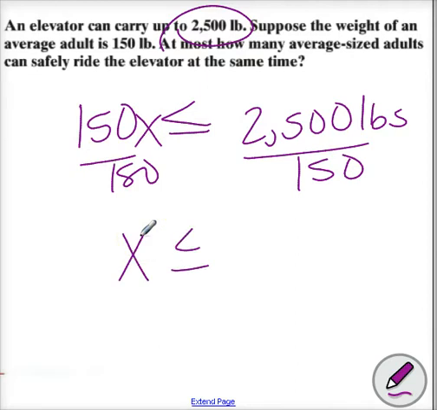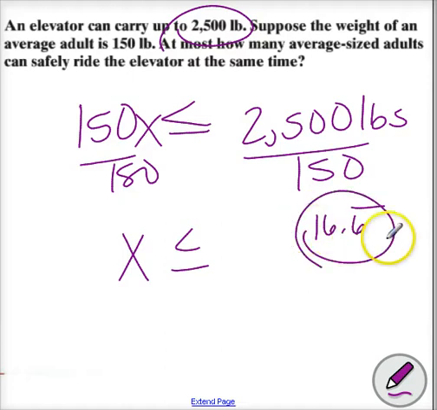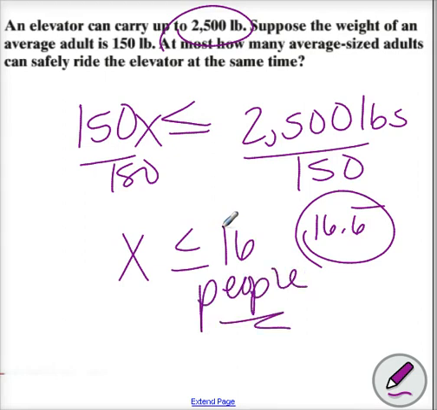X is less than or equal to, I get 16 and 0.6 repeating. So I'm going to round that. I can't round it up because 17 people would be too many. So I'm going to round it down to 16 people, always using your label.